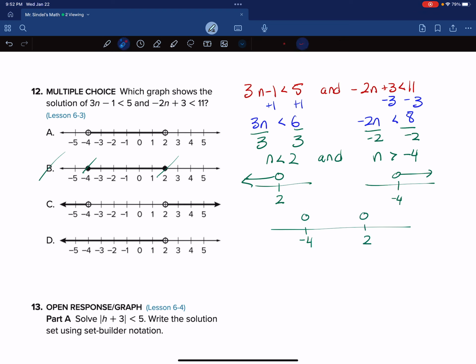Remember, 4 goes to the right, 2 goes to the left. Whenever you have an and, it's wherever there's overlap, right? So there's overlap only in between the sections. So we're looking for a section that's in between -4 and 2. A section in between -4 and 2 looks like A.